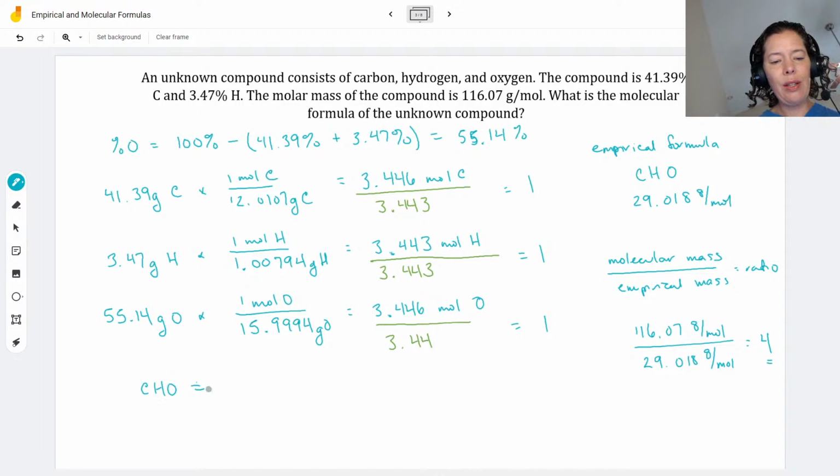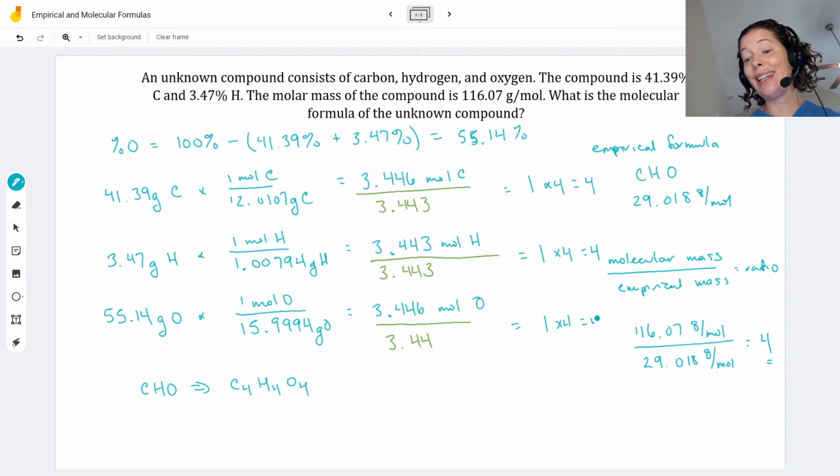CHO is going to go to C4H4O4. You can also, if you want, if you know the ratio, you can also just take your whole numbers here and multiply by the ratio, and that will also tell you how many of each atom you have. Now, this one was really easy because they were all 1, but sometimes in the more complex ones, it makes sense to put that there. Either way, whichever way makes the most sense to you.